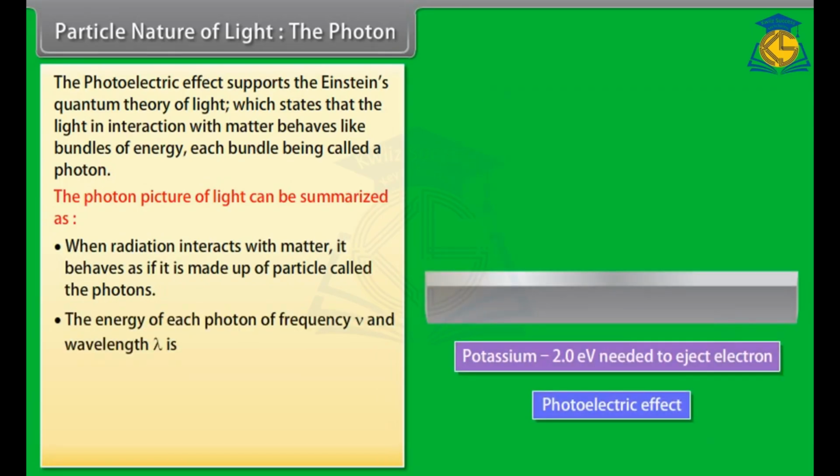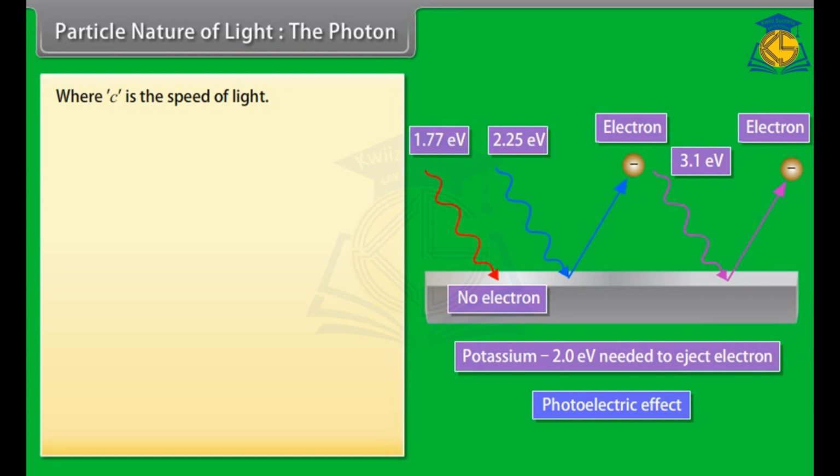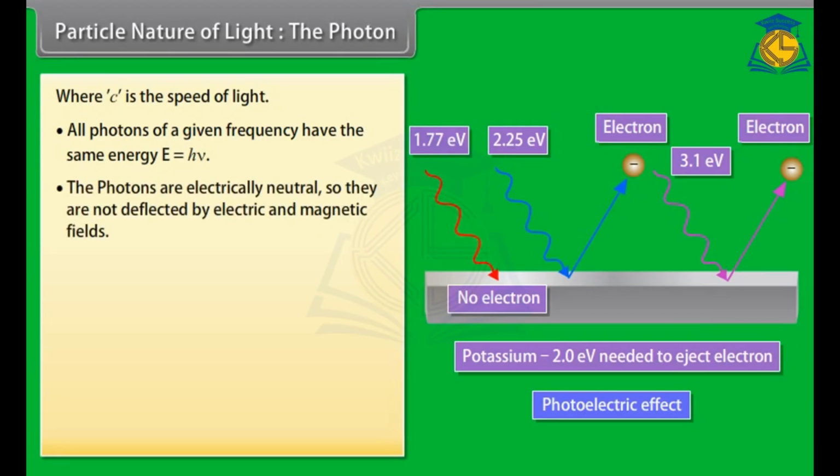The energy of each photon of frequency ν and wavelength λ is E = hν, which is equal to hc/λ. The momentum of a photon p is equal to hν/c, which equals h/λ, where c is the speed of light. All photons of a given frequency have the same energy E, which is equal to hν. The photons are electrically neutral, so they are not deflected by electric and magnetic fields.